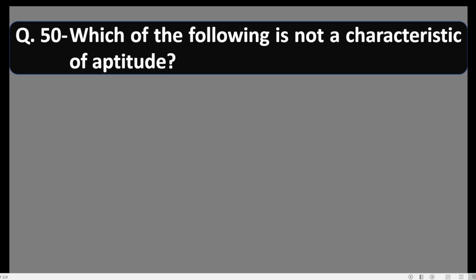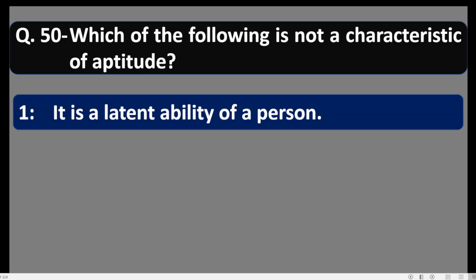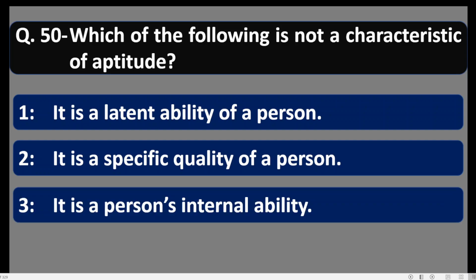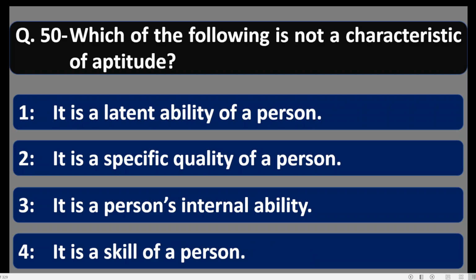Question number 50. Which of the following is not a characteristic of aptitude? It is a latent ability of a person. It is true, it is a latent ability. It is a specific quality of a person. It is also true, it is a person's internal ability. It is a skill of a person. So it is not a characteristic of aptitude.